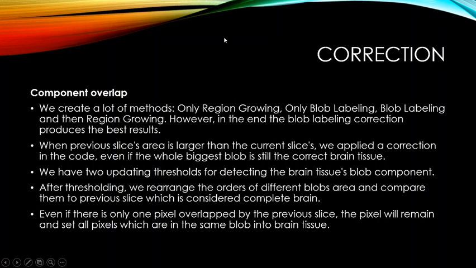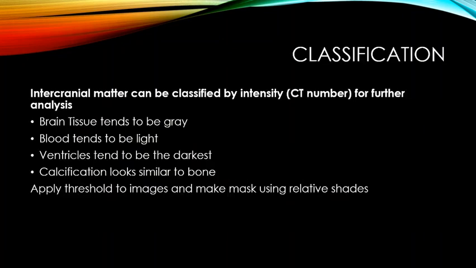So intracranial matters can be classified by intensity or CT numbers for future analysis. Brain tissue tends to be gray, and blood tends to be light, a little bit white. Ventricles tend to be the darkest, like a black hole. And calcification looks similar to bone. So apply thresholds to images and make masks using relative shades.